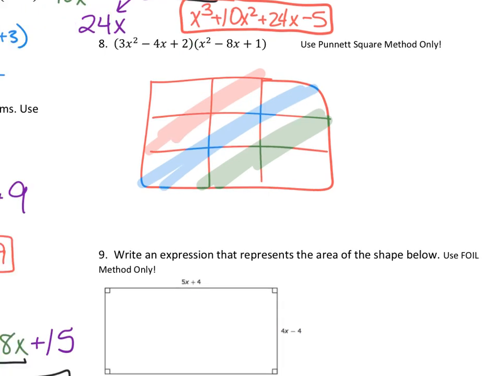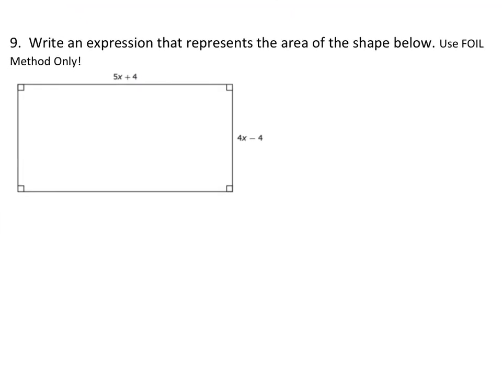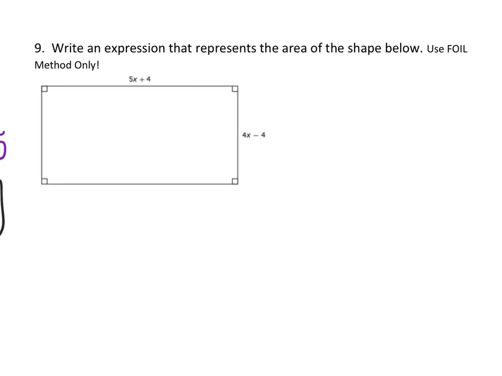The last problem on the notes is pretty cool. We're going to use the FOIL method only for this one to practice that. But it says write an expression that represents the area of the shape below. Highlight the word area. Last year in 8th grade math, you probably learned about some geometry stuff. How do you find area of a shape? Length by width. Length times width or length times height or base times height, 2 dimensions, are going to give you your area.